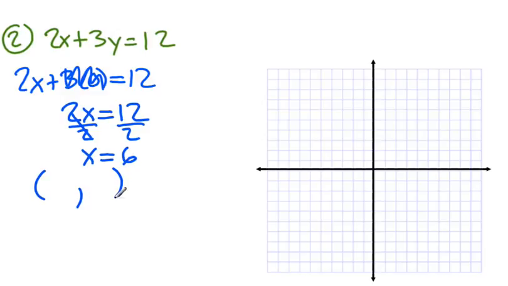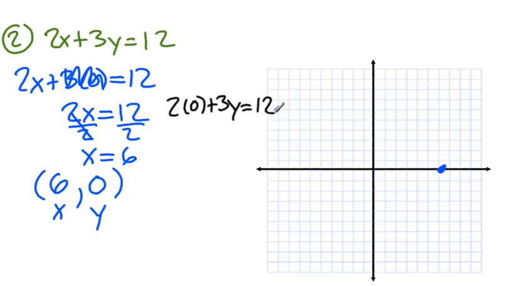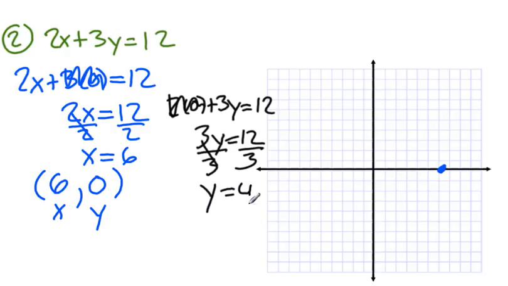So to write this as an ordered pair, x, y, the x value is 6, and remember we put a 0 in place of the y. So I'll come out here, and I'll plot that point. Now we can rework the problem and figure out where it crosses the y-axis, so I'm going to put a 0 in place of the x. So start over, 2 times 0 plus 3y equals 12. 2 times 0 just simplifies out to 0, and I'm left with 3y equals 12, and I'll divide by 3 on both sides. Y equals 4.